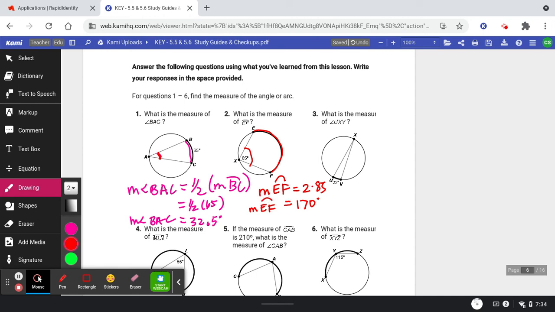Okay, last one. This right here, this intercepted arc has a little 22. Remember that the inscribed angle is half the measure of that. So we're going to go measure of angle UXV is equal to half of that 22, or 11.